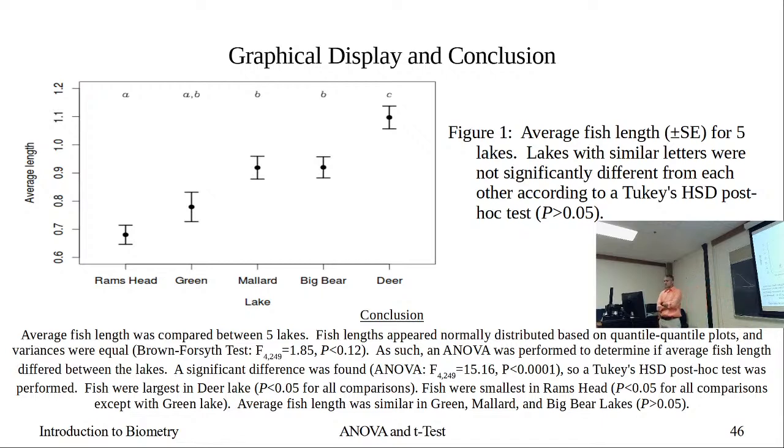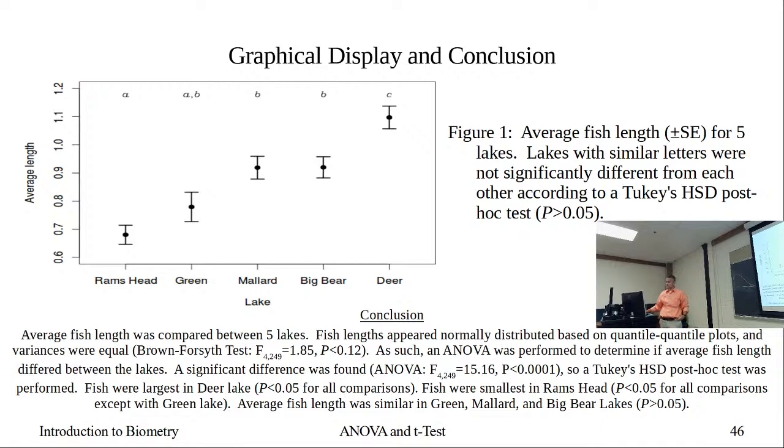So this would be a summary figure. We've got our average length, we have our lake. All right, I added my error bars, which would be standard errors. All right, and they look different. But how do we incorporate the information of our statistical test into a figure like this?